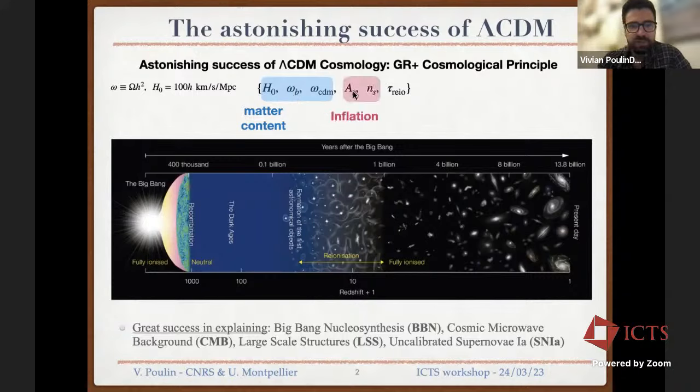2 of which represent the primordial conditions, the primordial power spectrum and the physics of inflation. So this is the amplitude of the primordial power spectrum and the spectral tilt. And the last parameter is the one that is the least well measured. That's called the optical depth to ionization, and that measures essentially the effect of star formation.